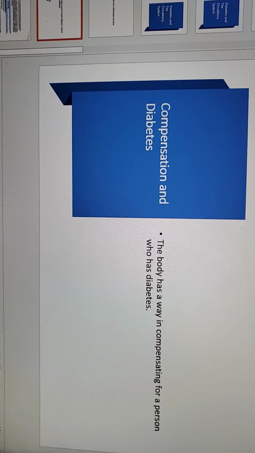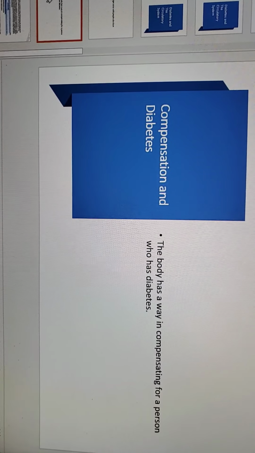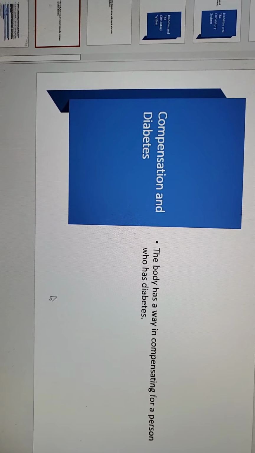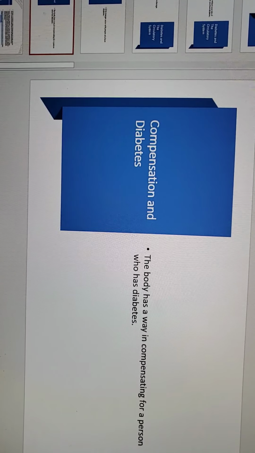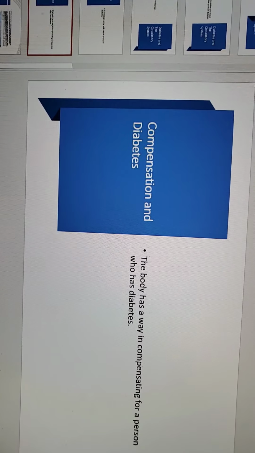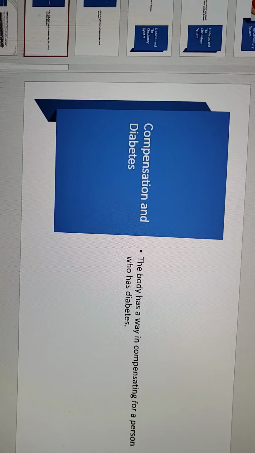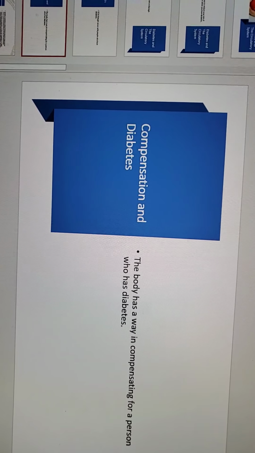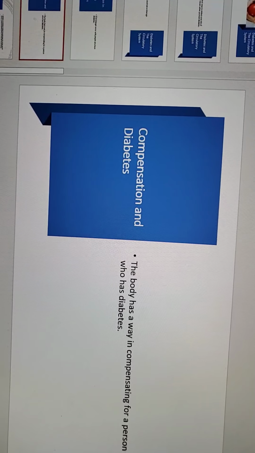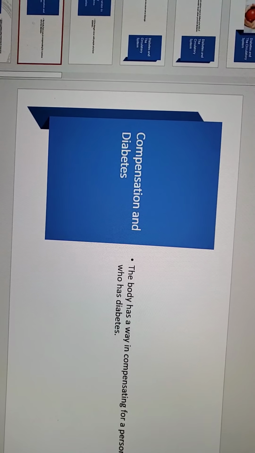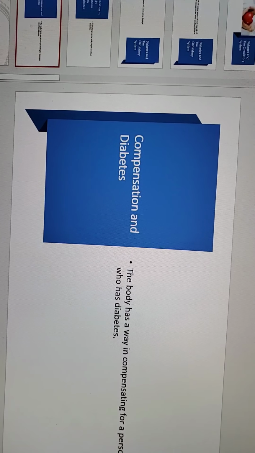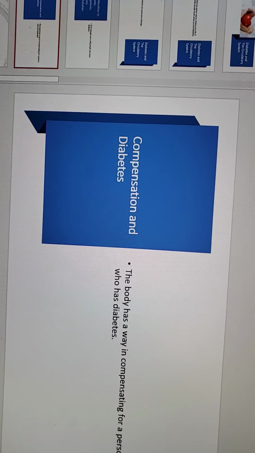Compensation in diabetes. The body has a way of compensating for a person who has diabetes. In the body, we have several organs that perform functions for our body. When one system or body part is in trouble, other systems step up to aid in keeping the body's homeostasis. With diabetes, the body's pancreas tries to release insulin to compensate for high levels of blood sugar.